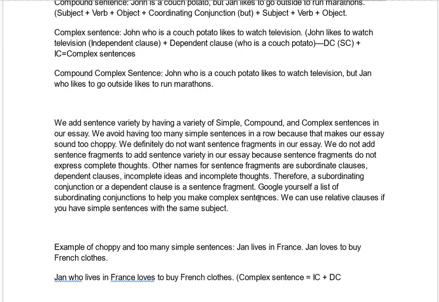Google for yourself a list of subordinating conjunctions to help you make complex sentences. We can use relative clauses if you have simple sentences. So in other words, you can bring simple sentences that all have the same subject together by using a subordinating conjunction. What does that mean?